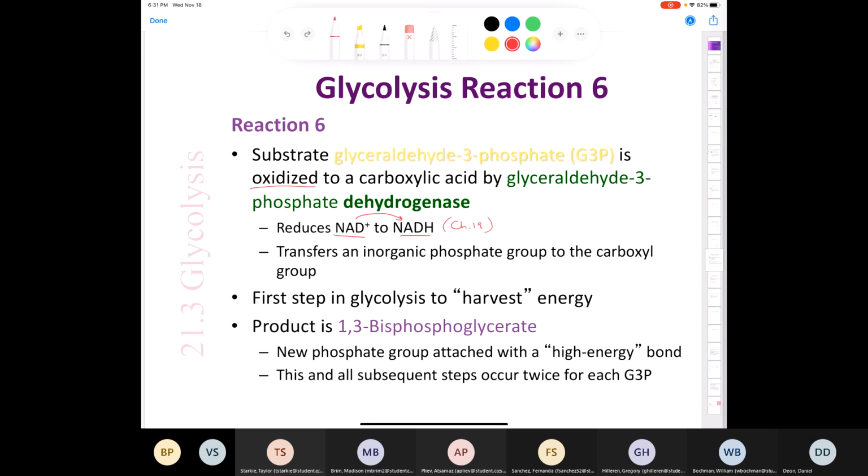Well, we oxidize the G3P, we reduce the NAD plus, and we're going to transfer an inorganic phosphate group to the carboxyl group. This is going to be the first step in glycolysis to harvest energy. Okay? When we make the NADH, we can use that to harvest energy. The product that we end up with is called 1,3-bisphosphoglycerate, and you're going to see that the new phosphate group is attached with a high energy bond, and we can use that to drive reactions forward.